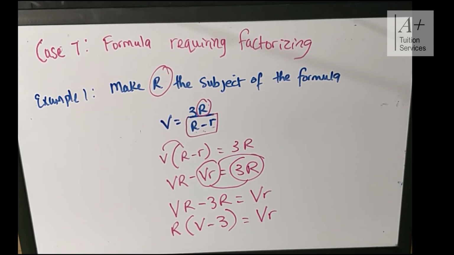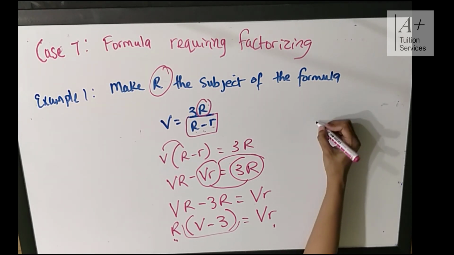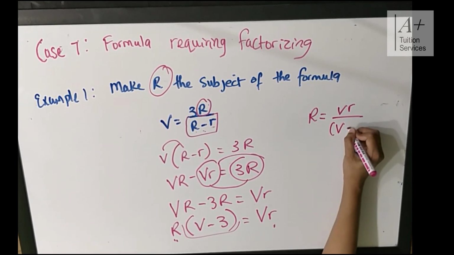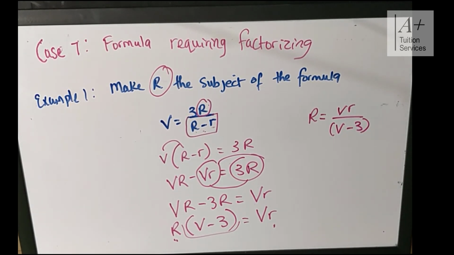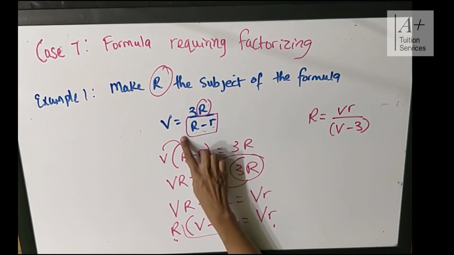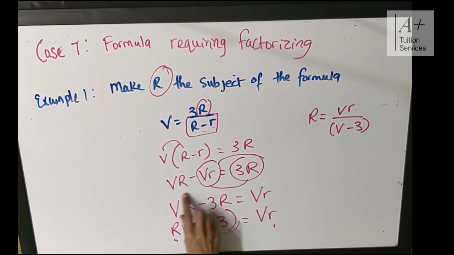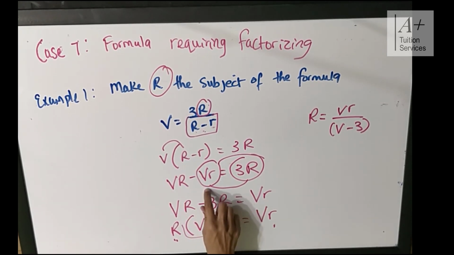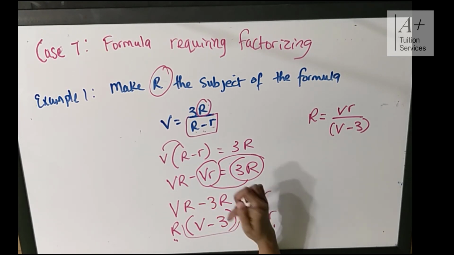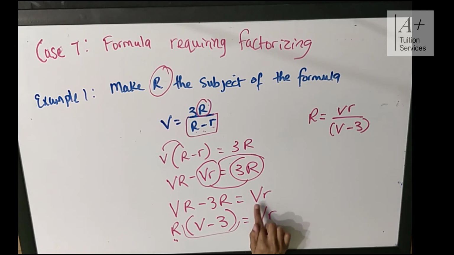Now, we have this, we can remove this entire thing here and put it across here to get R by itself. So let's do that up here. So R is equal to Vr divided by V minus 3. And there we have it. So the only difference is we did some factorizing. Okay, we started by moving capital R minus common r across by V. And because it's divided or multiplied, we expanded our bracket, we get V capital R minus V common r is equal to 3R. V capital R minus 3 capital R is equal to V common r.